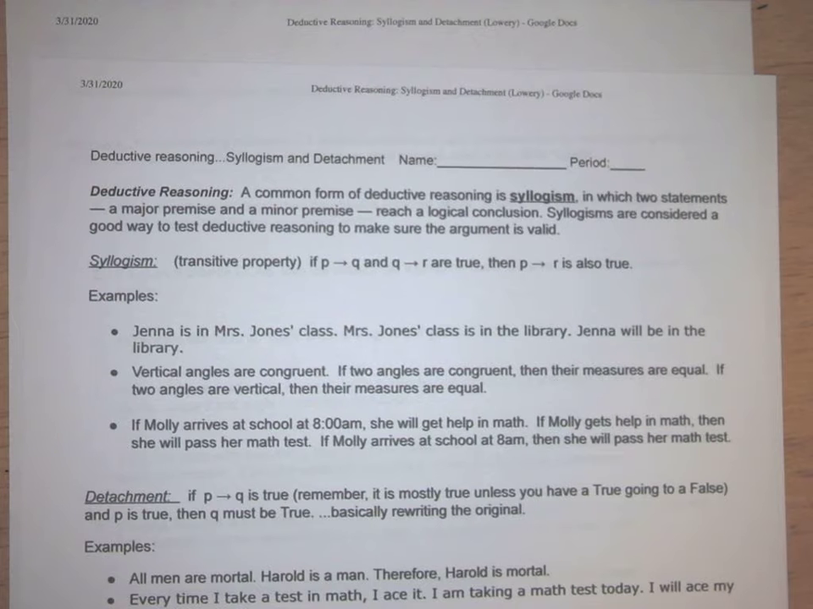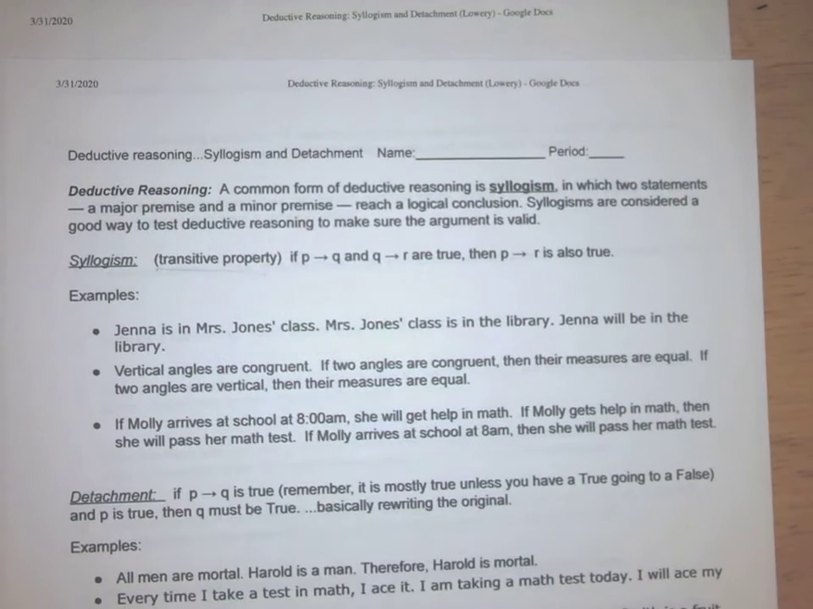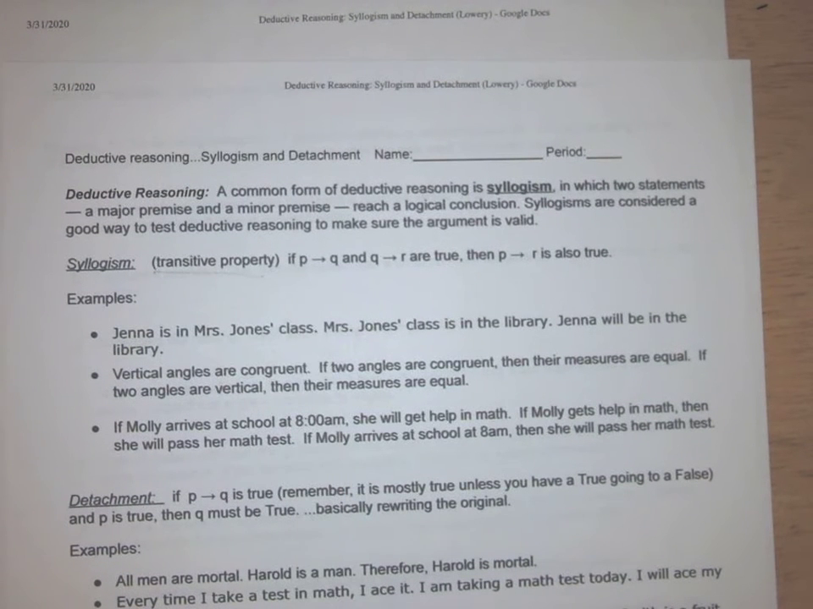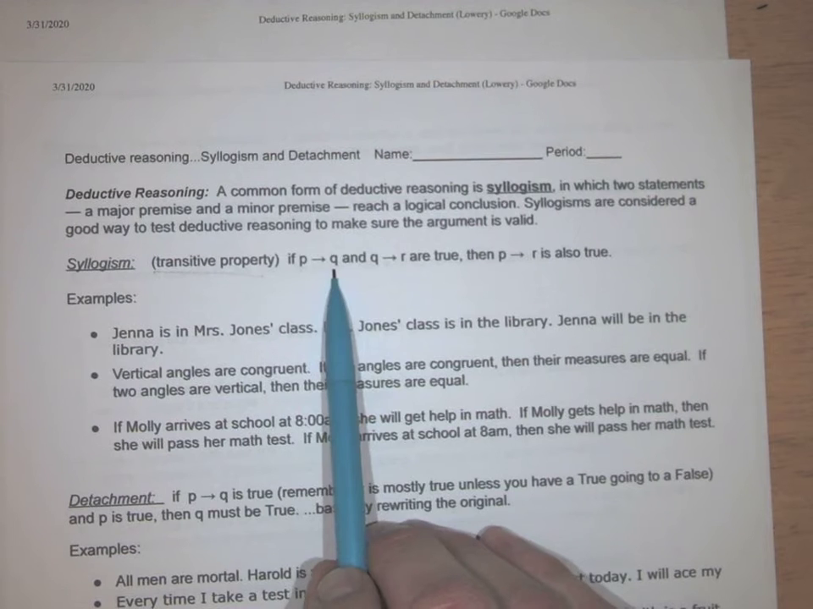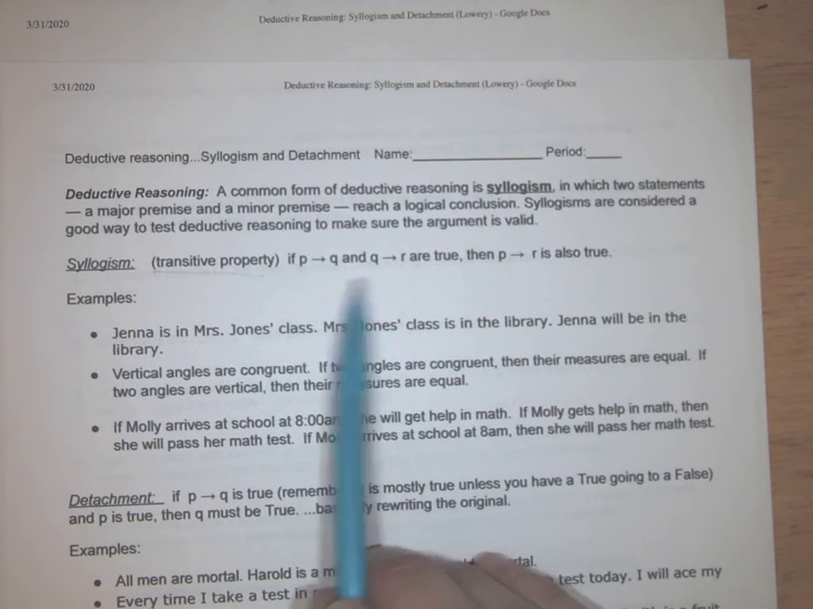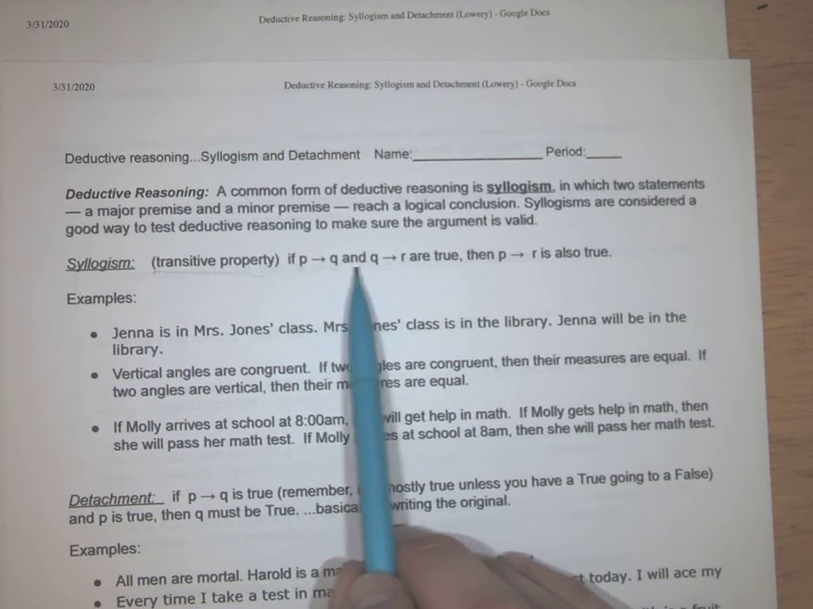It's kind of hard to do distance style, but I'm going to walk through some of these examples with you, just so I can explain a little bit better about syllogism and detachment. So syllogism, here you'll notice it says transitive property, so it's kind of like our transitive property of equality. In syllogism, you're going to have three different statements, though. You're going to have a P implies Q, and then a Q implies R. So there are three different pieces, a P, a Q, and an R, and you want to see them in this order: the P go to Q, and then the Q go to R.